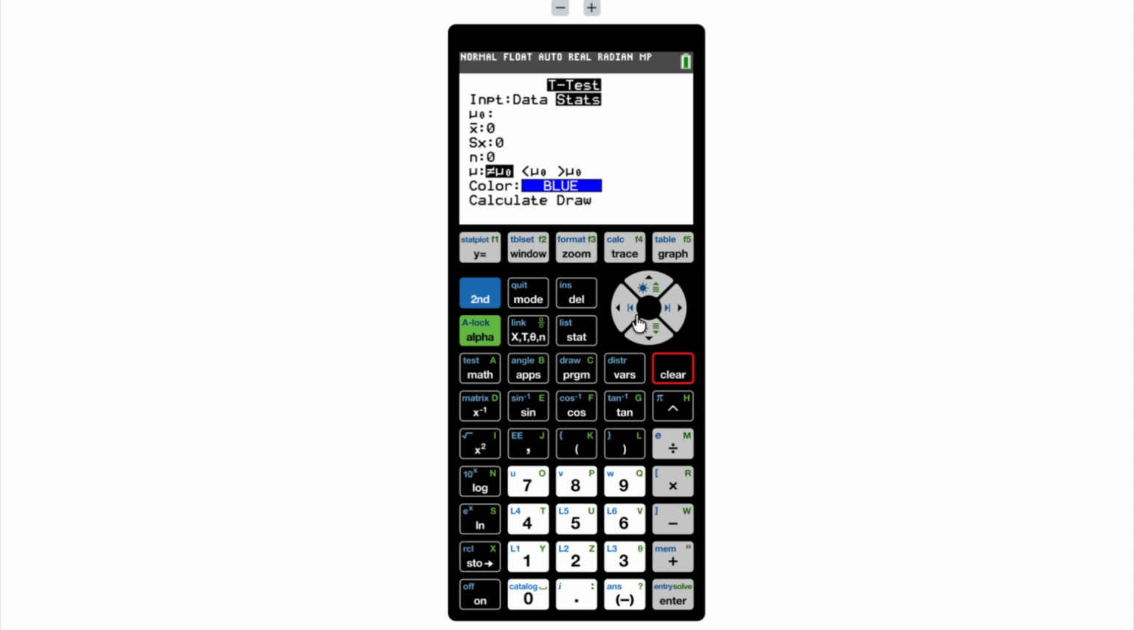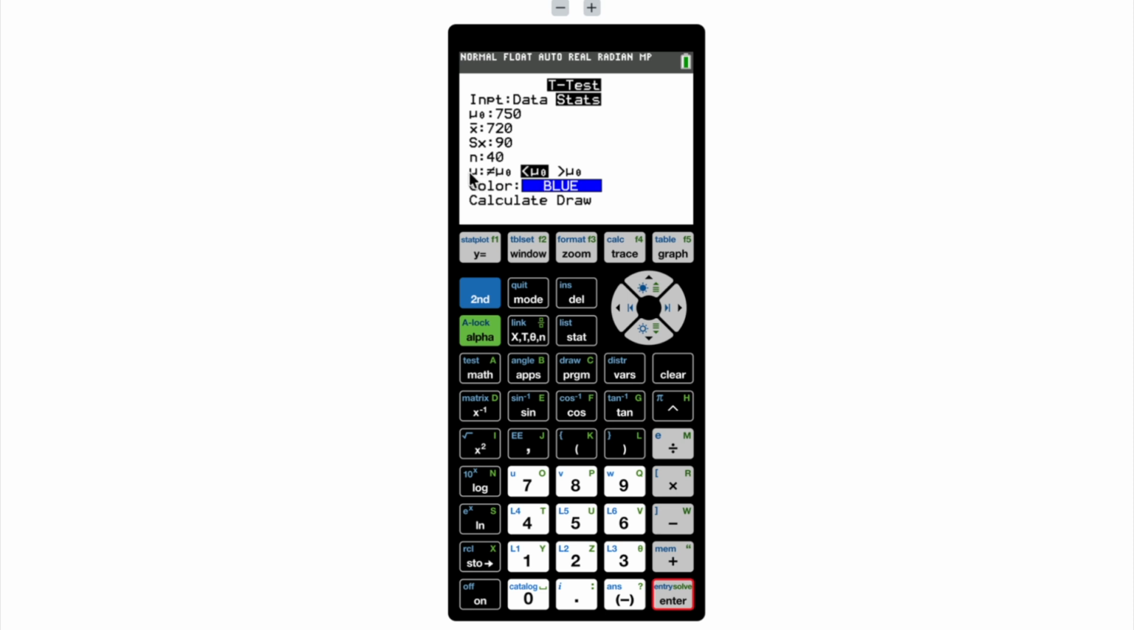Now, let's enter the information from the problem. For mu0, enter 750, because this is the hypothesized population mean from the null hypothesis. For x bar, enter 720, because that is the sample mean from our sample. For Sx, enter 90 because that's the sample standard deviation. Remember, we're entering Sx because the population standard deviation is unknown. For n, enter 40 because that is our sample size.